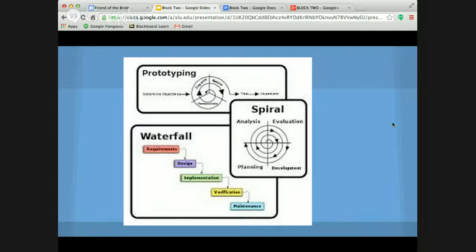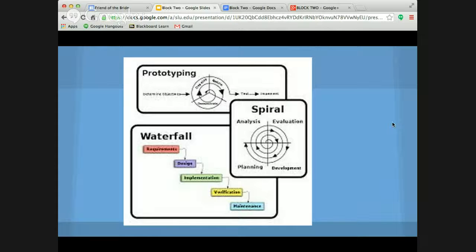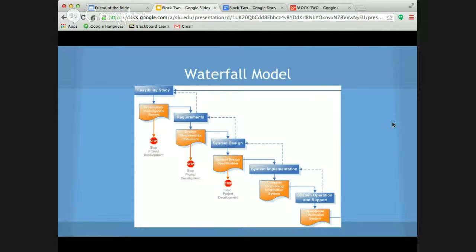So the systems development lifecycle is a process that starts with planning, and then they need to design. So it's a process that contains planning, designing, testing, and installing information systems. And there are multiple different types of systems development life cycles, and a few include the waterfall model, prototyping, and the spiral model.